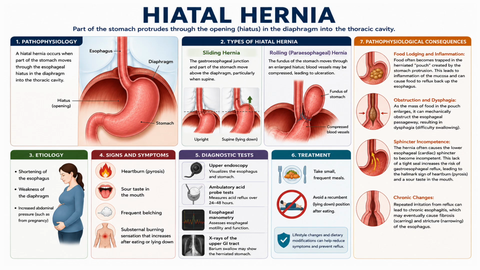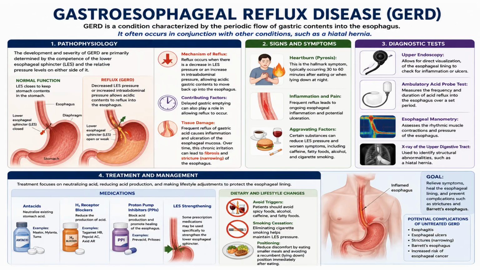Treatment primarily focuses on reducing the reflux and preventing the stomach from sliding upward. So basically, patients are advised to eat small, frequent meals rather than large ones to reduce stomach distension that increases pressure. Most importantly, they should avoid a recumbent or lying down position immediately after eating, because gravity when you're sitting up helps the stomach and its acidic contents stay in their proper place.